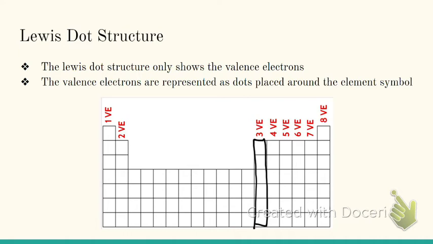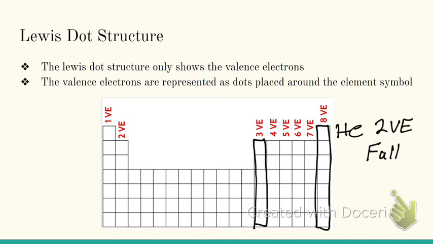And this is going to continue all the way to our noble gases. Our noble gases are going to have that full outer shell. The only exception to this is helium. Helium only has 2 valence electrons, and that is considered to be full. That is just because it is a really small atom, so it only needs 2 valence electrons to be full.